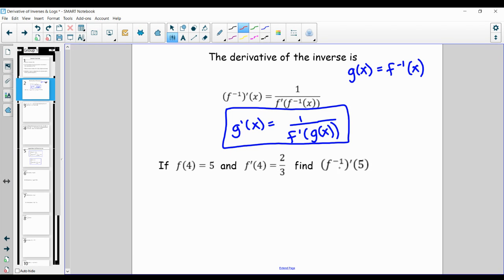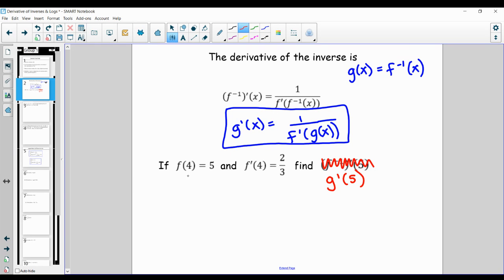I'm going to rewrite this here and call this g prime of 5. I'm calling the inverse function g just to make it a little bit easier. The thing that we want to remember about inverses is that the points switch. So the x's become the y's and the y's become the x's.